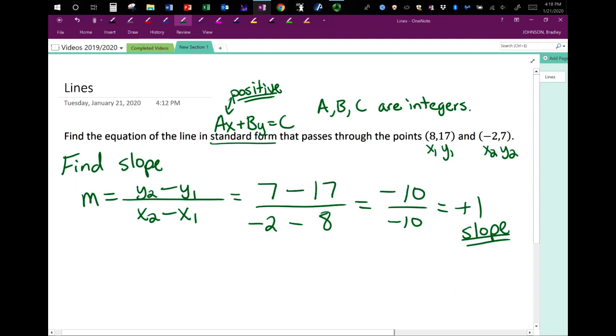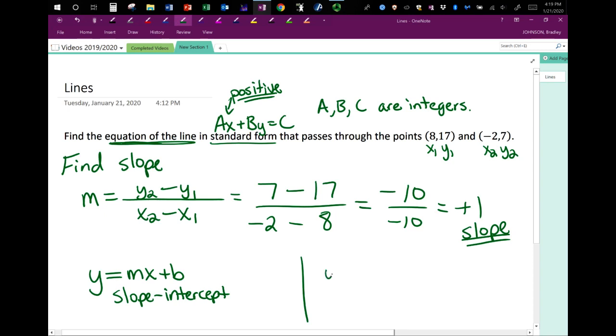Okay, next step. After you find slope, we need to start making an equation of the line. Now, there's 2 forms that you can work with. You can work with y equals mx plus b form, which is also known as slope-intercept form. Or, I'll put over here, or you can use y minus y1 equals m(x minus x1). This is called point slope form.